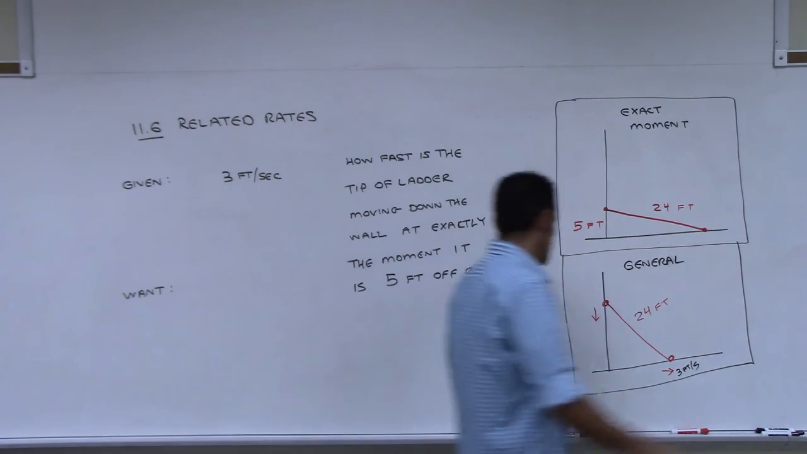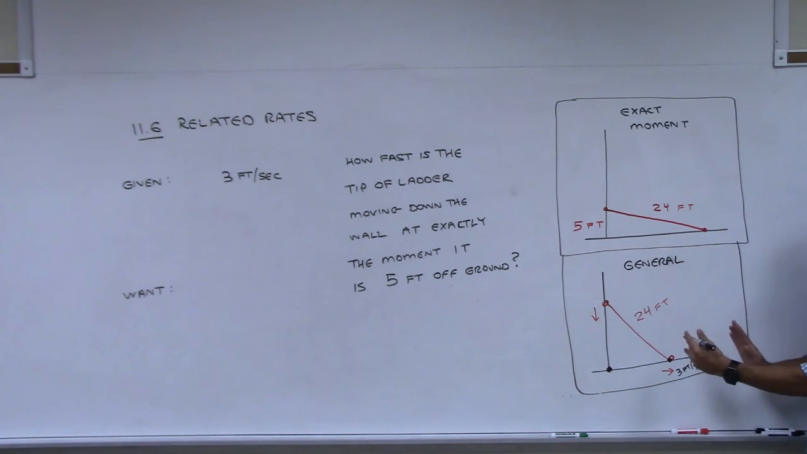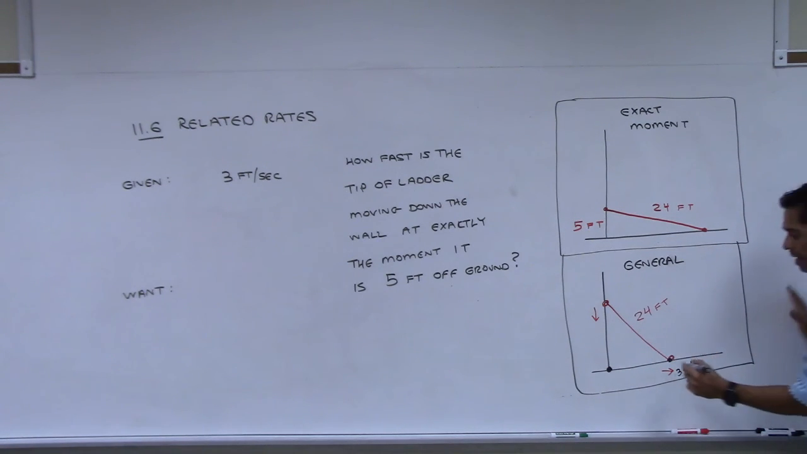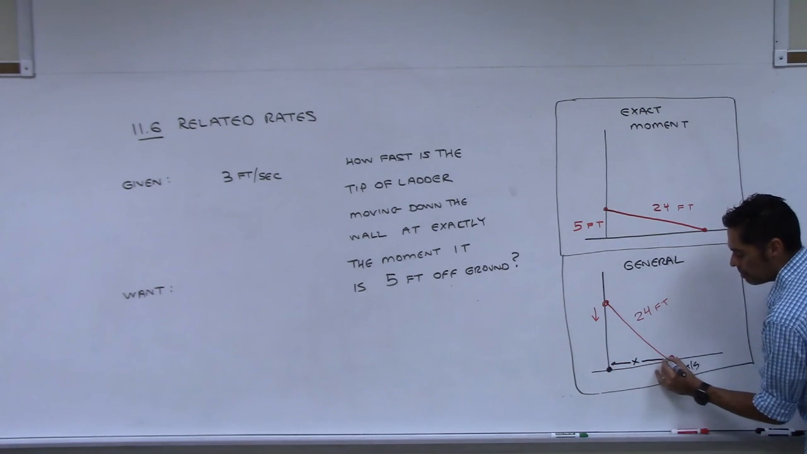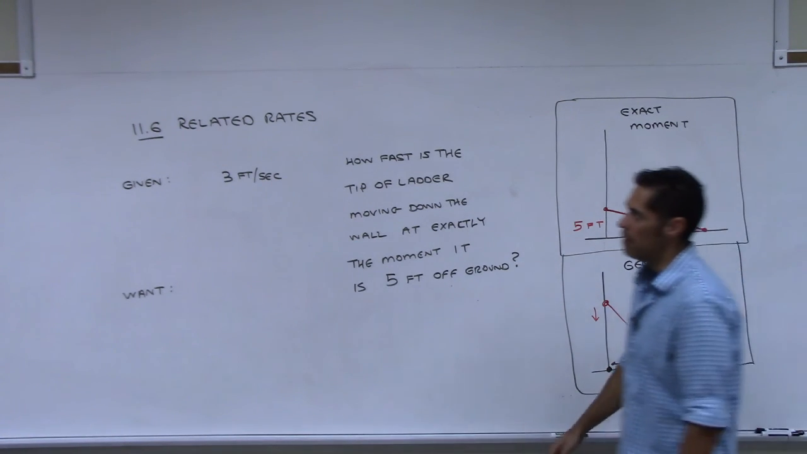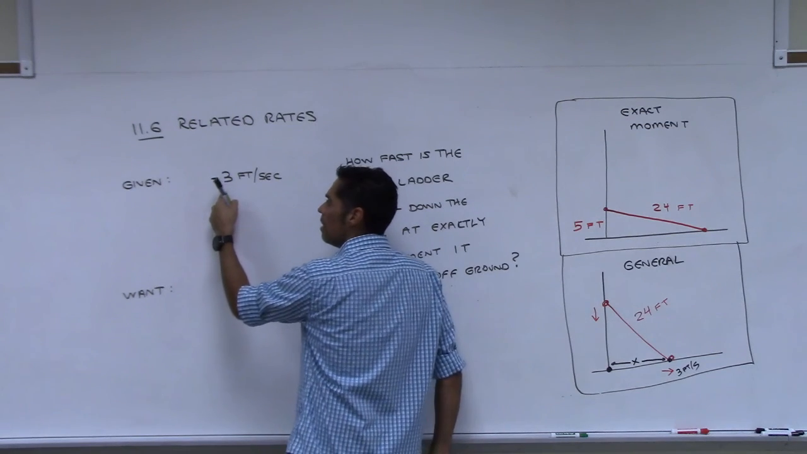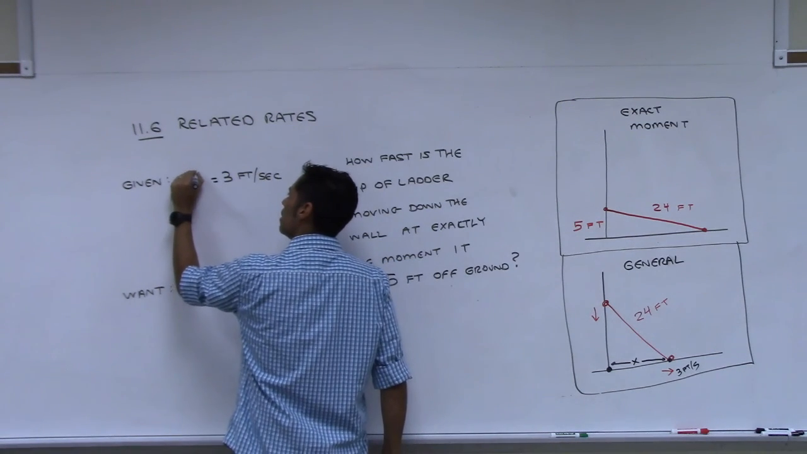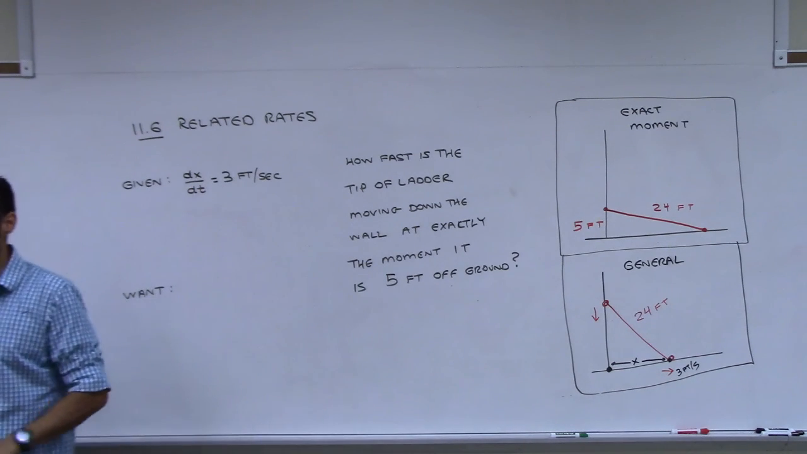So since this distance from here to here is changing, it's a variable. And so I'm going to call that distance x. Okay, I'm talking about the distance from here to here. I'm going to call that x. Now I'm going to write something down up here, and let's just see if you can wrap your head around this. This 3 feet per second is equal to dx/dt. Now let's understand what I just put up there.